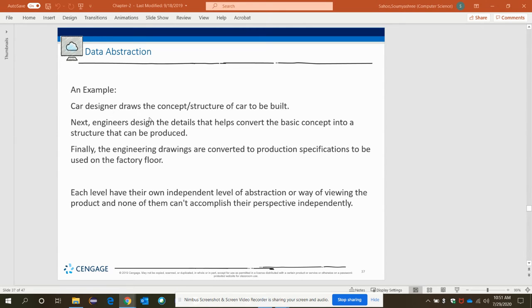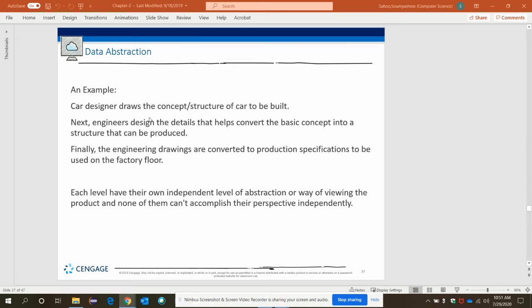A car designer draws the concept and structure of the car to be built. Next, engineers design the details that help convert the basic concept into a structure that can be produced. And finally, the engineering drawings are converted to production specifications to be used on the factory floor. So, see, there are three levels: the car designer, the other designers doing the design, then some people generating the engineering drawings to use on the factory floor.